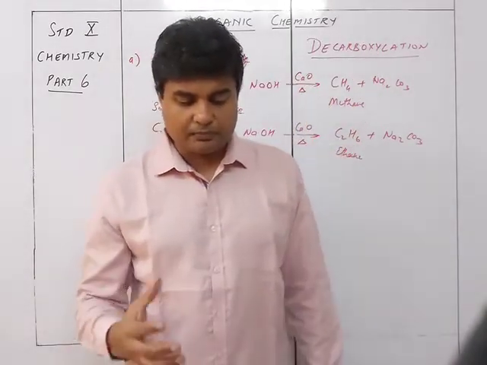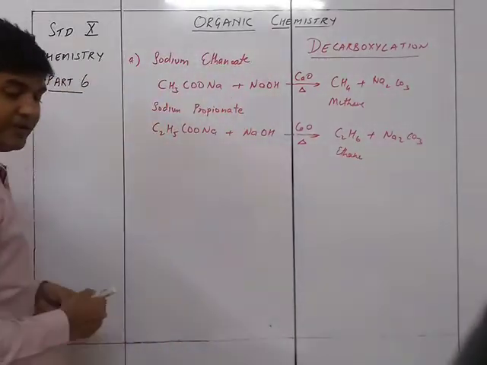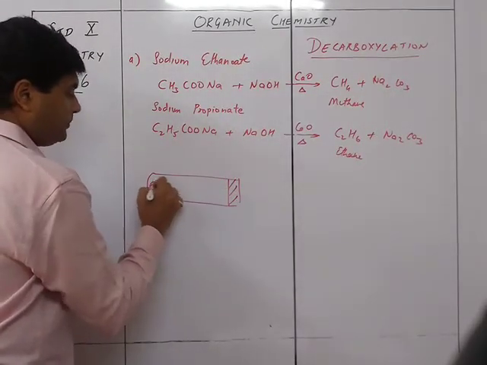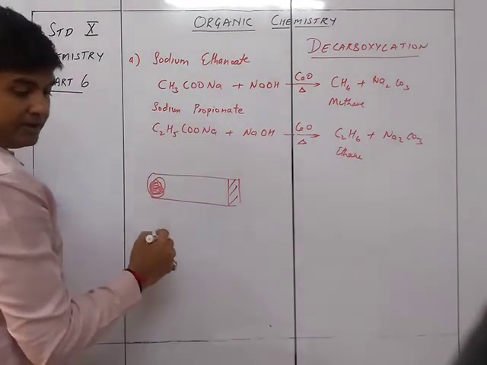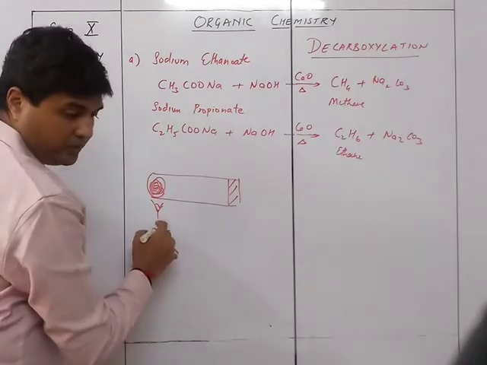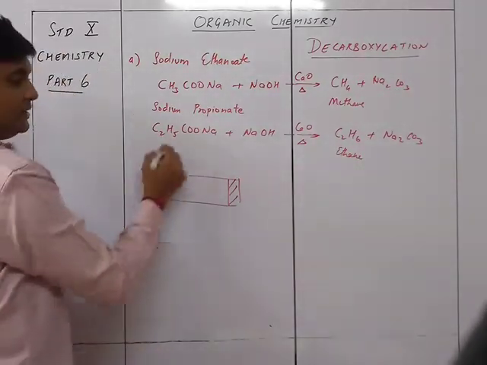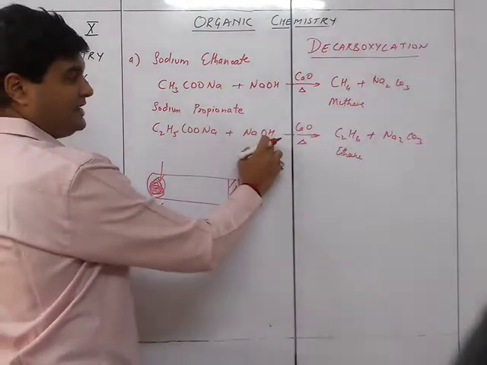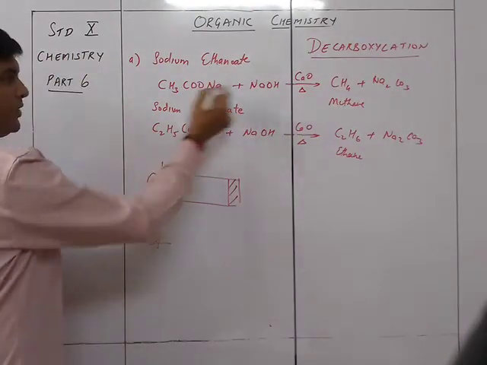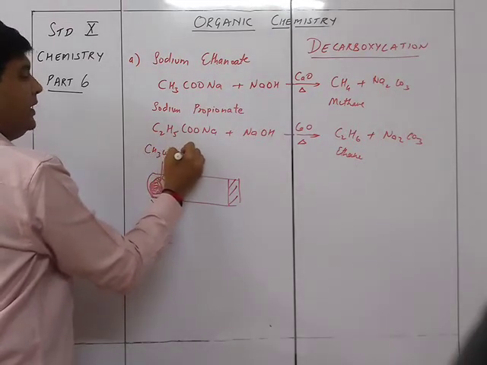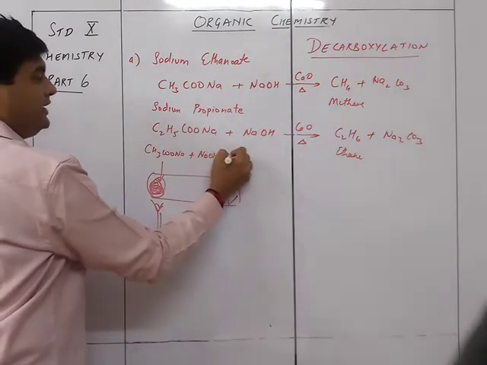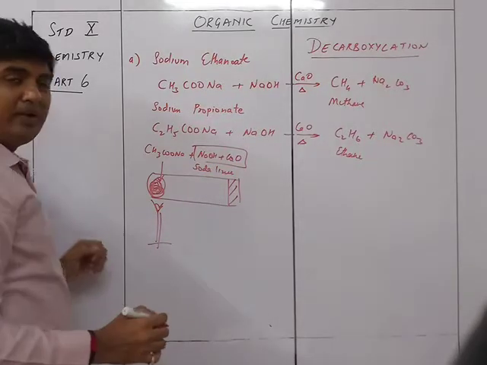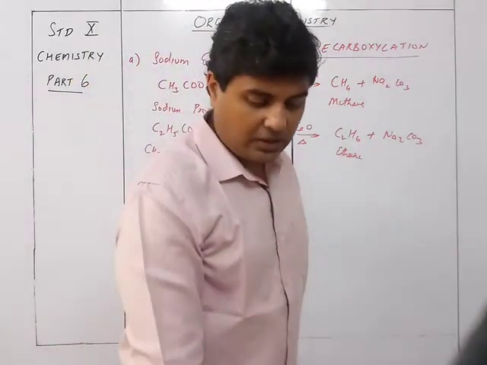So the decarboxylation reaction is in this particular way. If you see the condition, how you are going to do it, it's a very simple thing. You take a test tube, and in the test tube you take the sodium propanoate or whatever you had, and then you just heat it. What you will have here is a mixture of soda lime and ethanoate. Soda lime is nothing but NaOH plus CaO, so CH3COONa will be there, plus NaOH, plus CaO. This combination of NaOH and CaO is called soda lime. That's why it is given as soda lime.